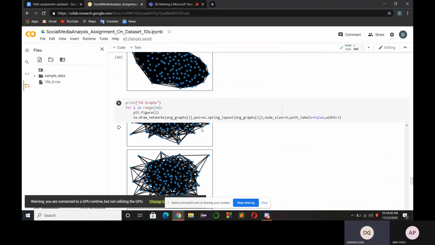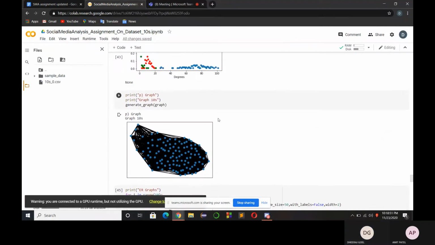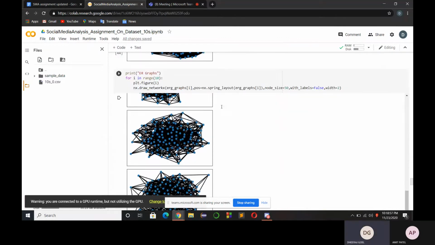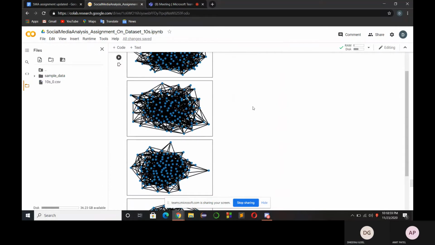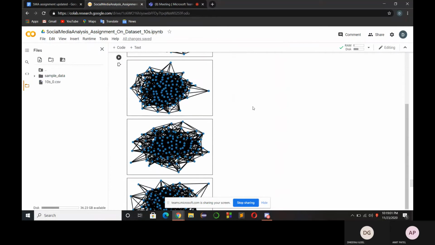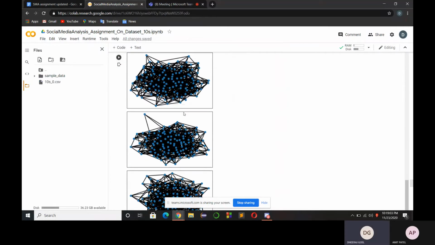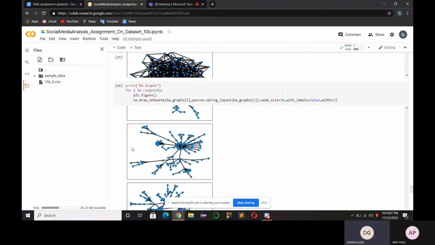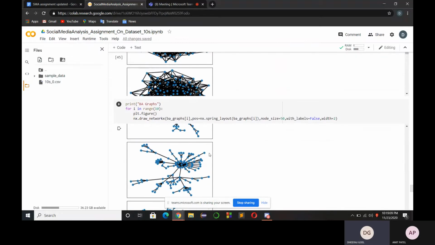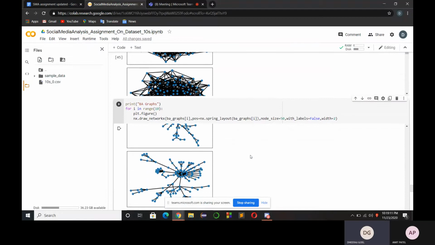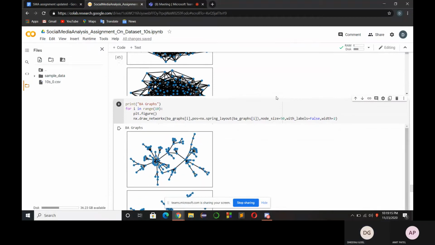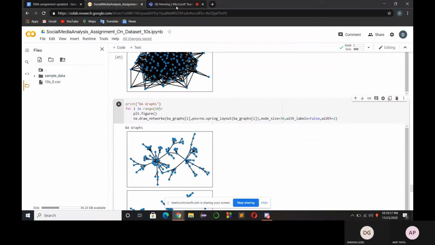This is the graph for the dataset which was given, and these are the 10 graphs in one iteration which was executed. These are the 10 different ER graphs, and below are the BA graphs for this dataset, that is 10s. These are the 10 different graphs which are generated on the basis of the BA model.